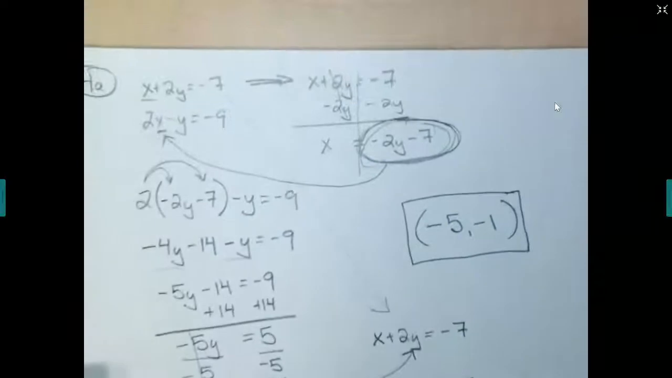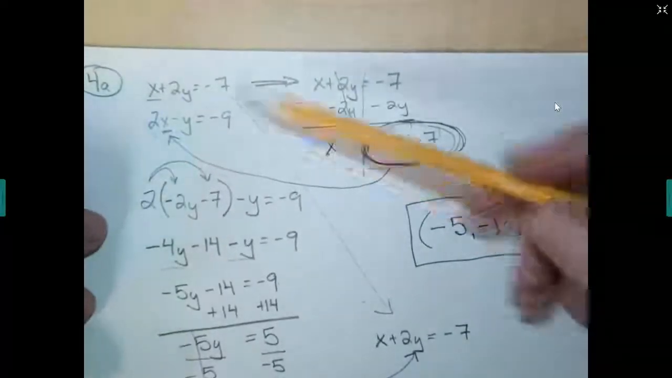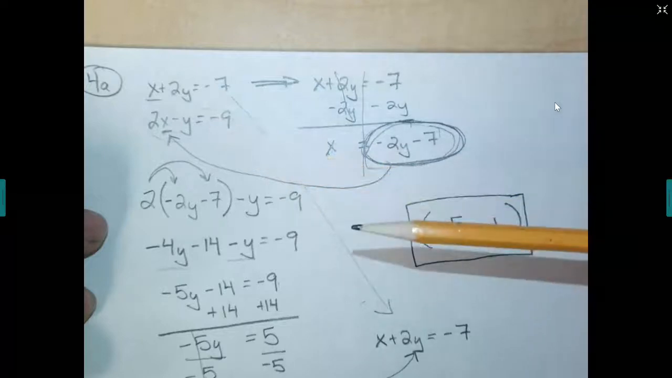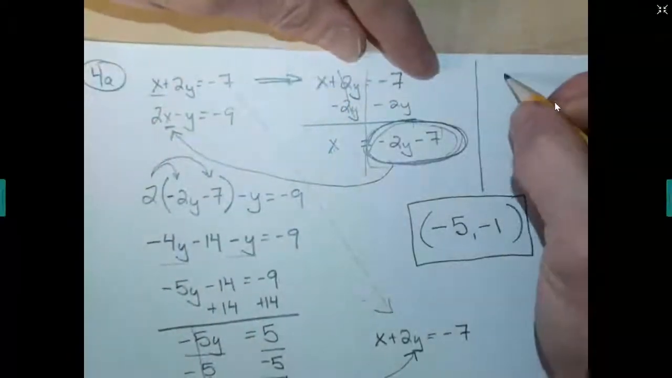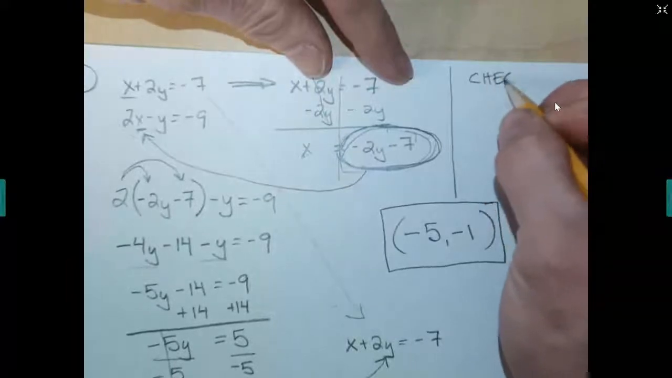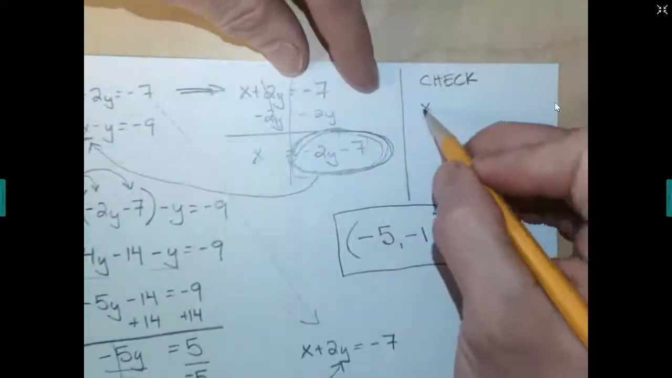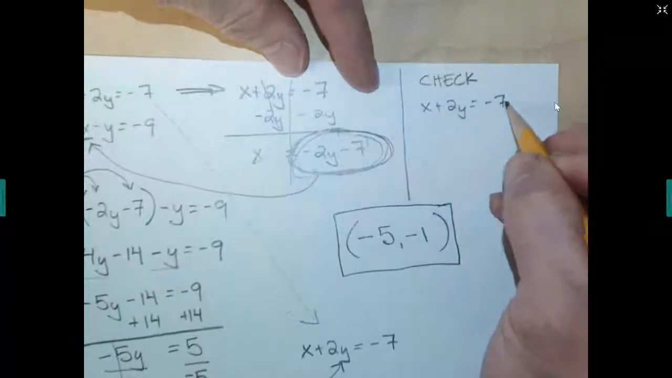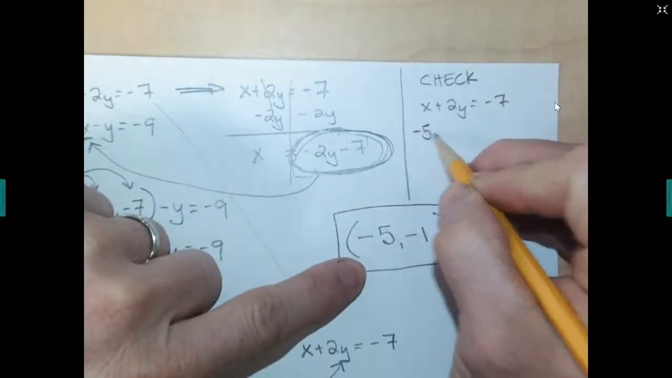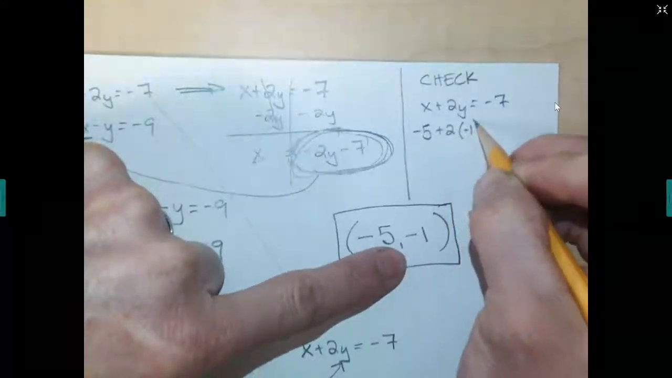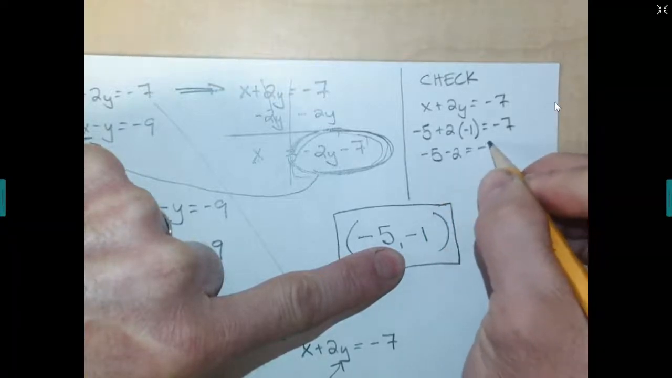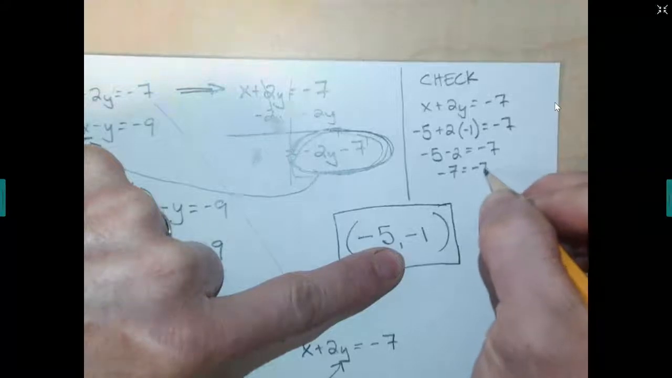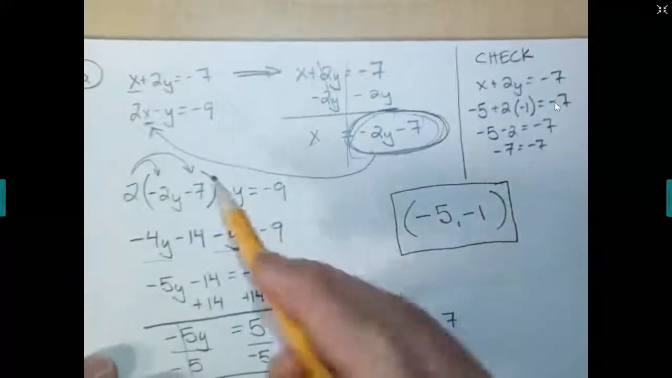Now, the way that I check is if I put these two points into either of these equations, I'll get a true statement. So let's plug it into this one. So let's do, we'll say check right here. So x plus 2y equals negative 7. So here's my x. So negative 5 plus 2 times negative 1 equals negative 7. Negative 5 minus 2 equals negative 7. Negative 7 equals negative 7. Okay, so that point checks out for that line.